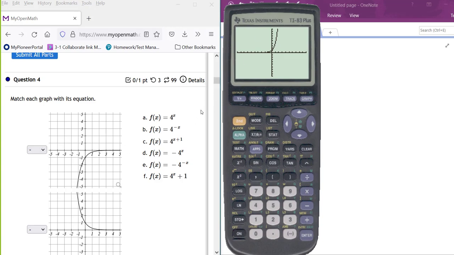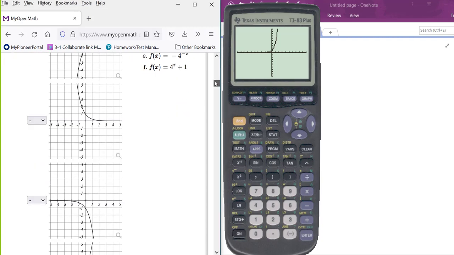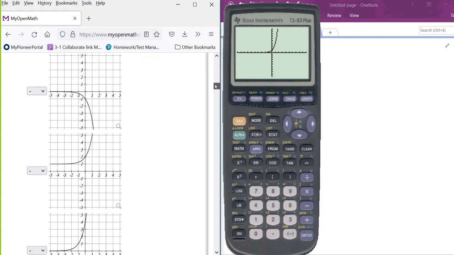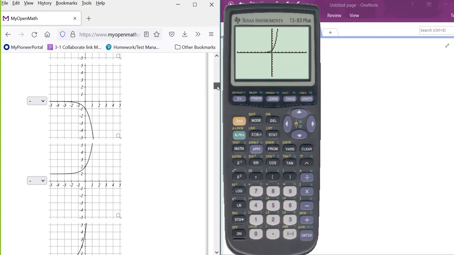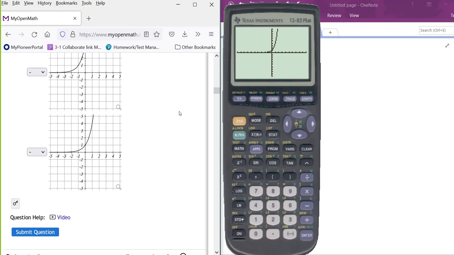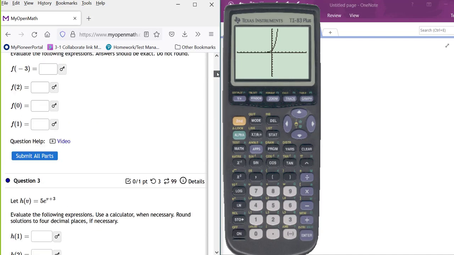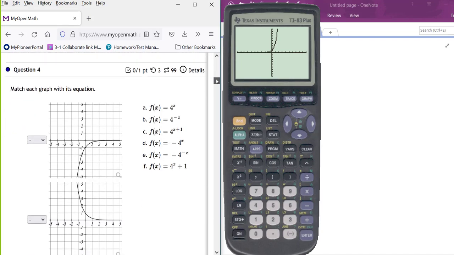This one is not it. Right, this one looks close, but it's moved up. So this is going to be your +1. Looks like it's also moved to the left. This last one is the same picture as this one. So this is our parent function, which would be your first choice on there. So that last picture would be A.